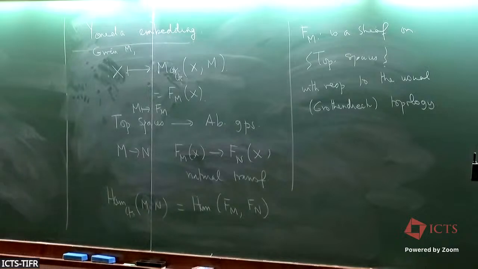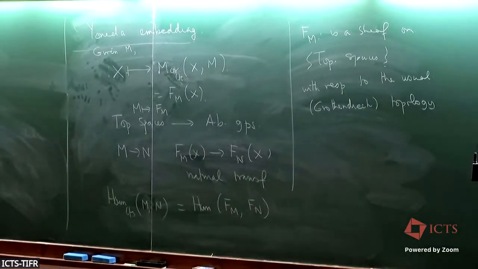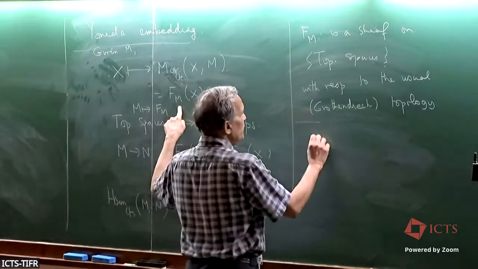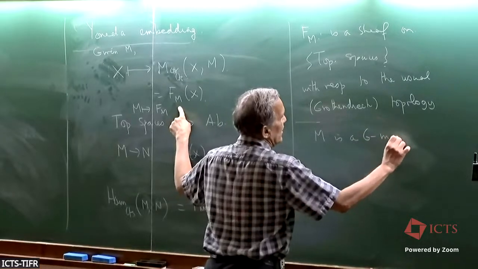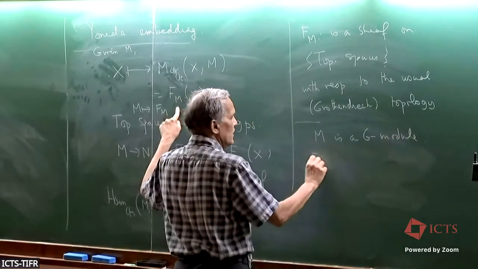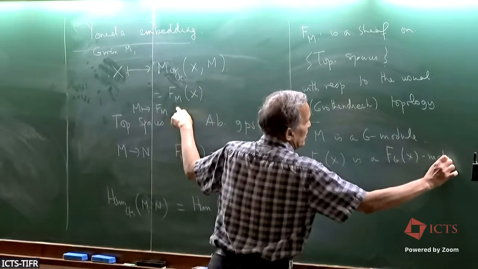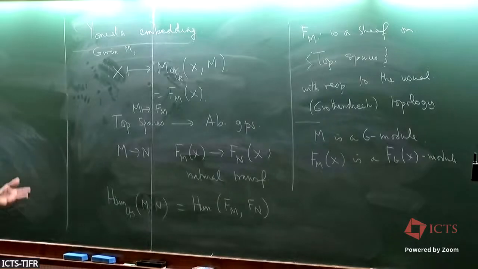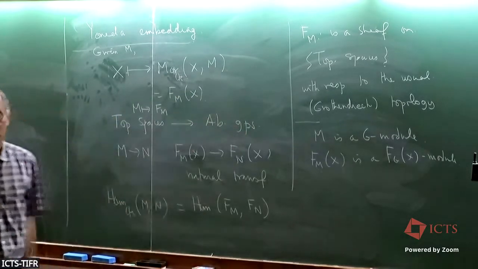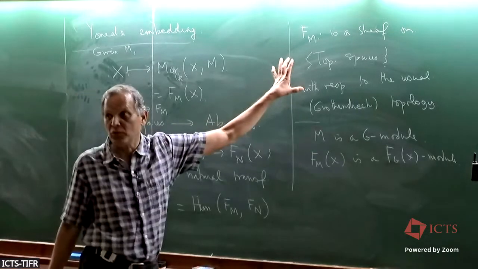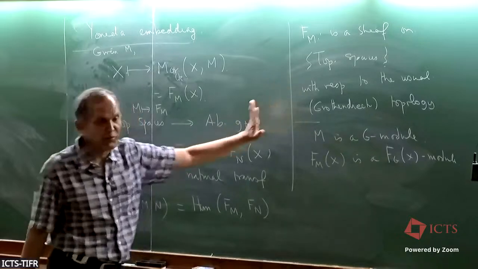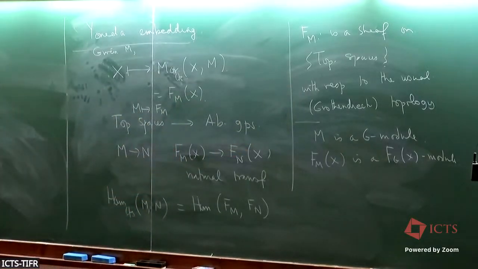And if I have a G-module M, then for each X, F_M(X) is an F_G(X)-module. That's a way of looking at it. I can think of G also as a sheaf of groups over this site. Of course, in order to do all this, I have to work with a universe, because otherwise you run into set theoretic problems. But those parts of homological algebra are somewhat well understood, though not by me, but at least by my collaborator.